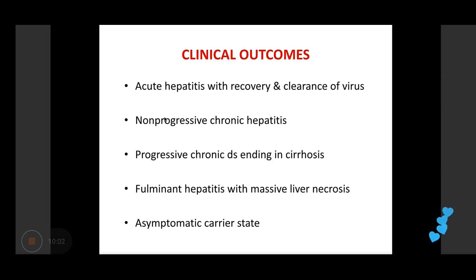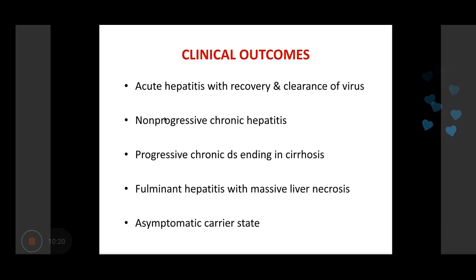And what is the consequence of that? Cirrhosis or even hepatocellular carcinoma. In a very small percentage of those that got acute hepatitis, fulminant hepatitis with massive hepatic necrosis can occur, and it can go into liver failure, as we discussed in the previous lecture.